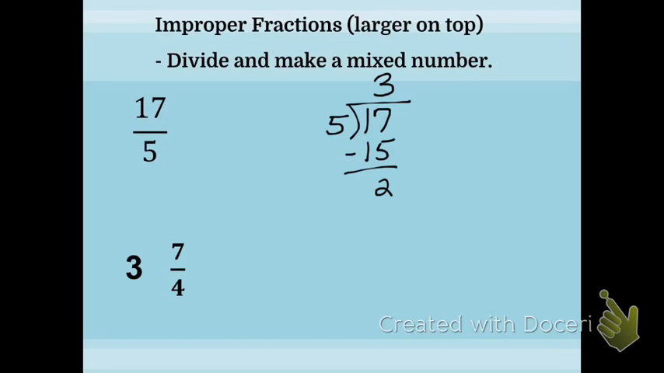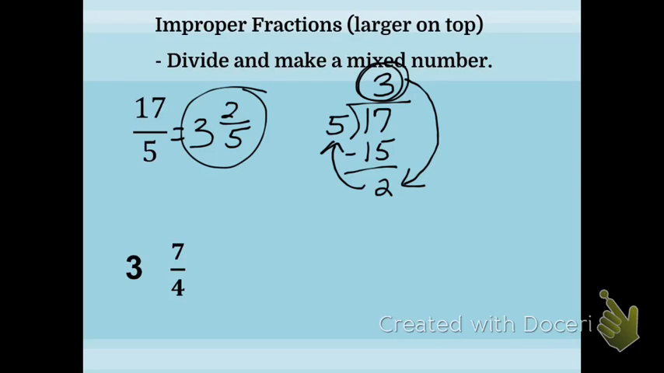And remember, this is what we did yesterday. We did 3 is our whole number. We start at the top, remember, so 3 is our whole number. And then we go around the world. So 2 is the top of our fraction. 5 is the bottom or denominator. So 17 over 5 is the same as 3 2/5.